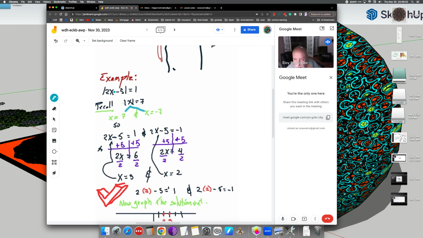So I'm going to use the same idea to solve this. See, I'm going to drop my absolute values over here. See it? And I'm going to set it equal to positive 1, and then, like I did over here, I'm going to set this one equal to minus 1.